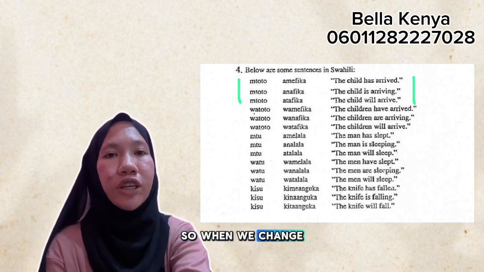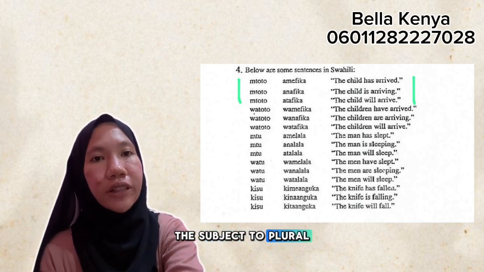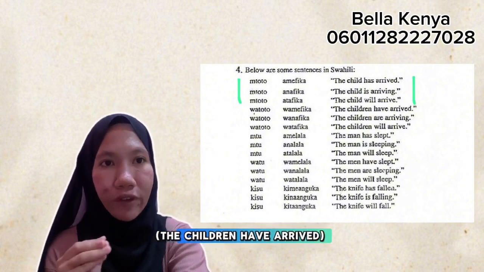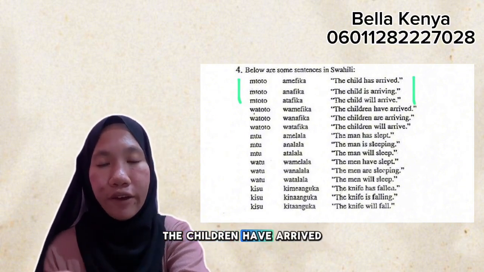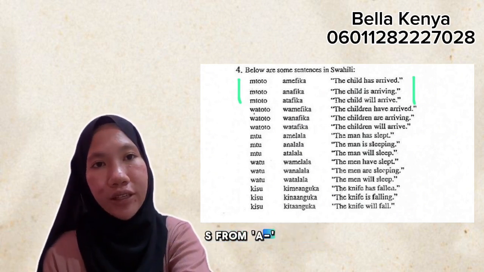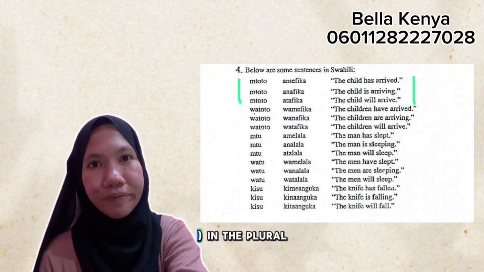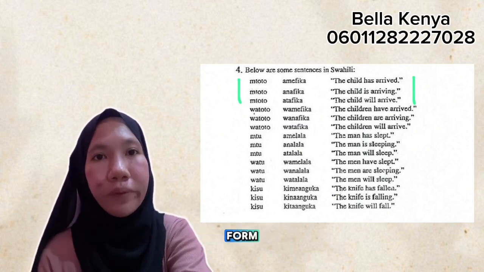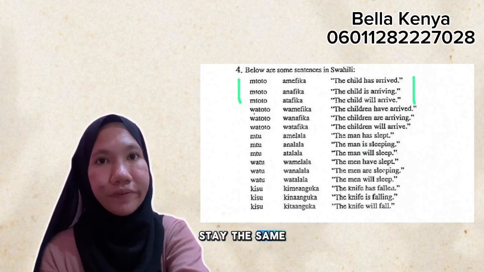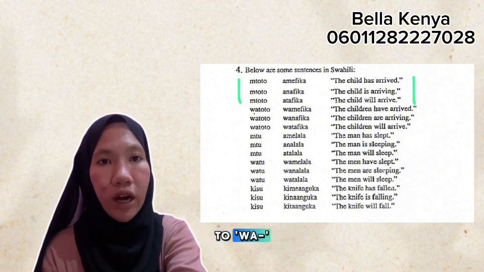So when we change the subject to plural, as in watoto wamefika, the children have arrived. The subject prefix changed from a to wa to agree with watoto, children, in the plural form, but the tense marker and the verb stem stay the same. It's just the subject prefix that changes from a to wa.